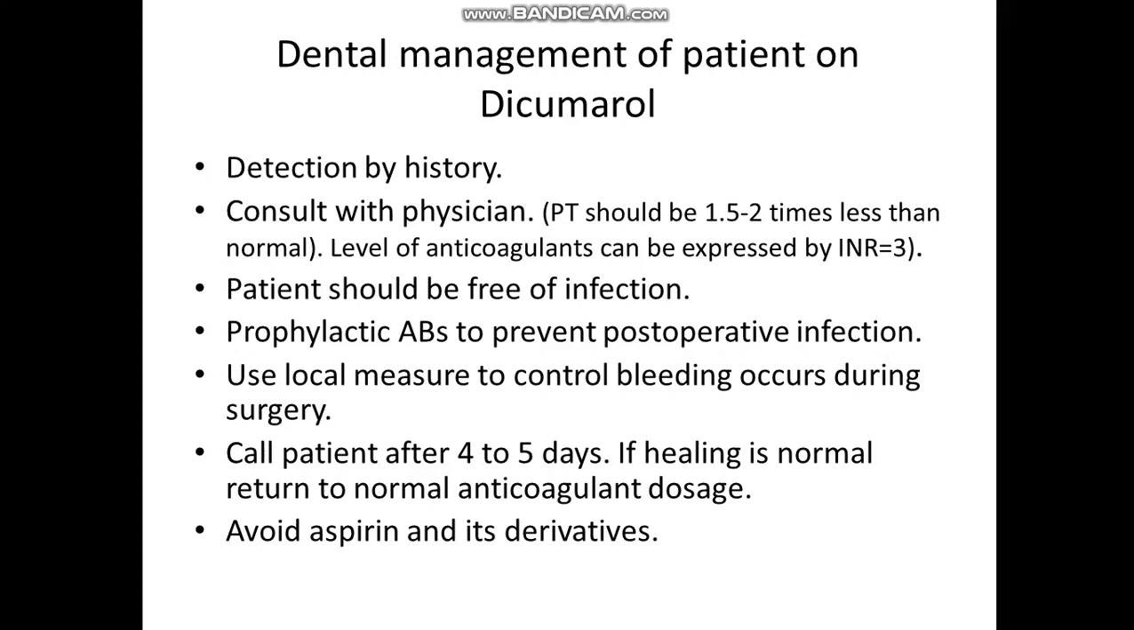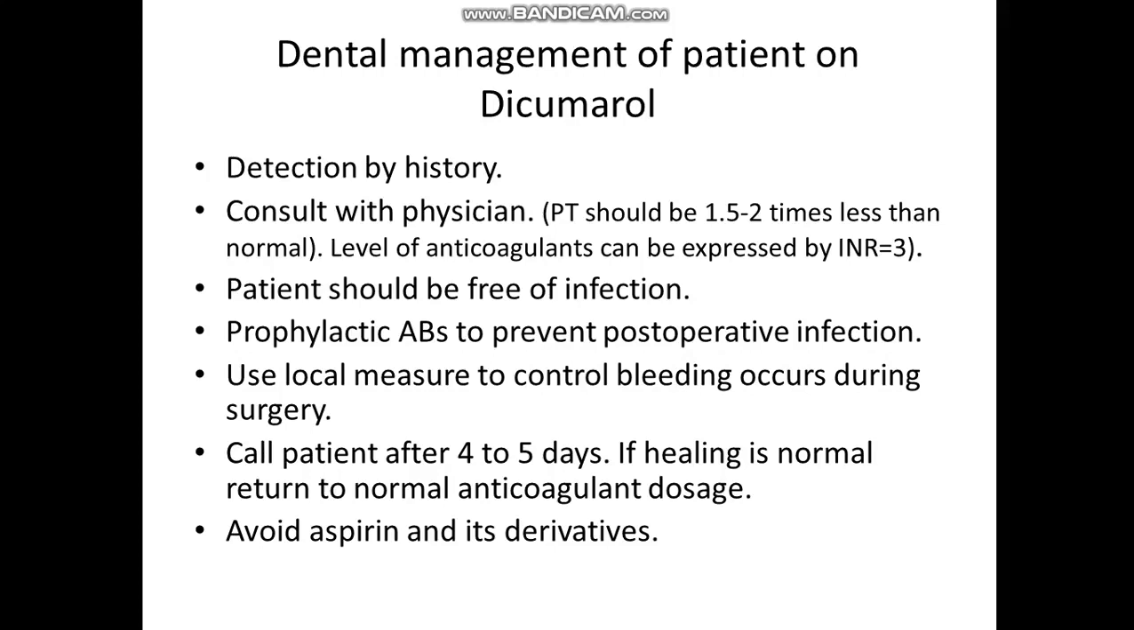Once we detect the patient, we have to consult the physician, because the physician will order prothrombin time, as we know that prothrombin time measures the extrinsic and the common pathways. In order to perform surgical operation for those patients taking anticoagulants, the prothrombin time should be 1.5 to 2 times the normal. As we mentioned in the previous lecture, the value of prothrombin time is in seconds. So it should be 1.5 to 2 times the normal value.